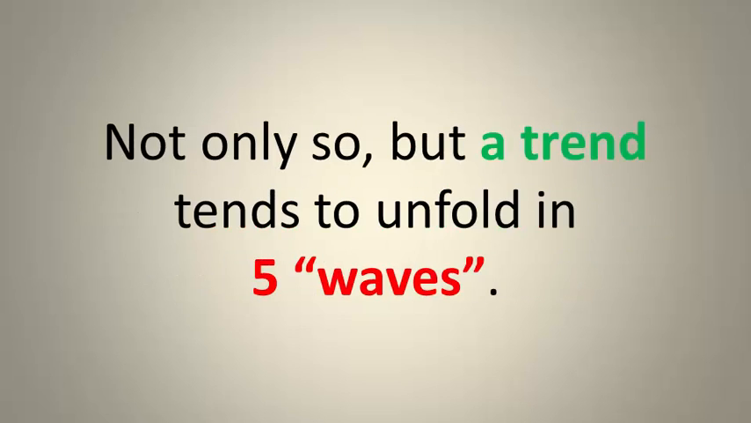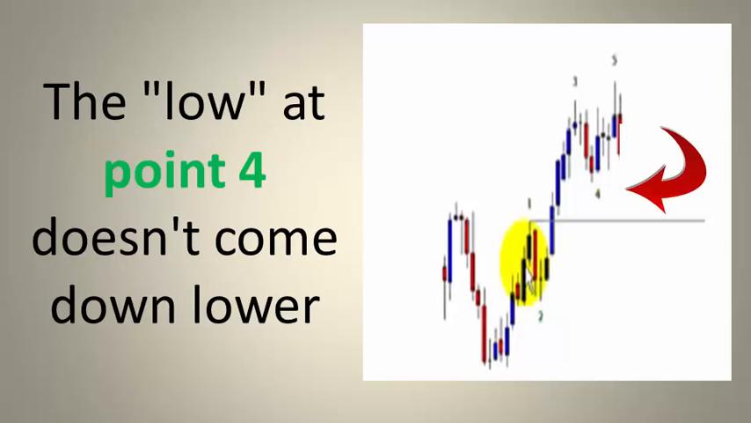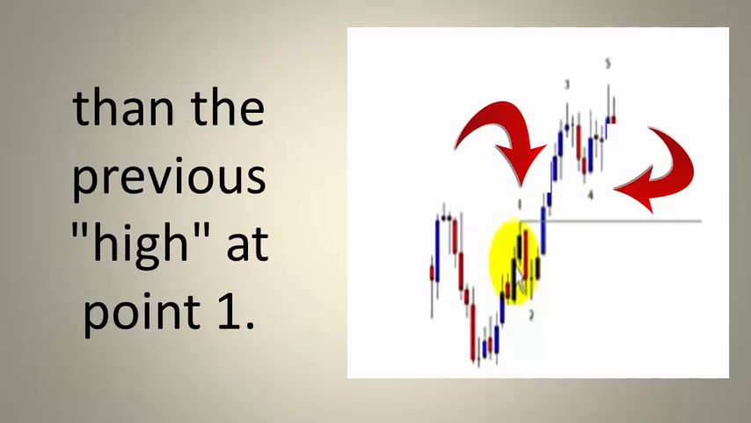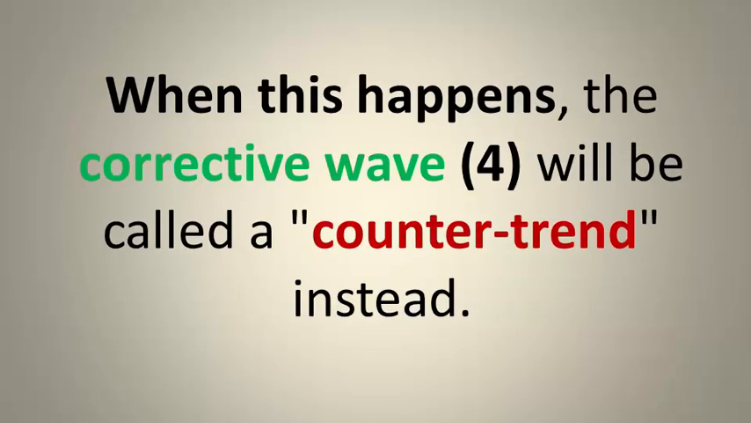Not only so, but a trend tends to unfold in 5 waves. Notice the horizontal line in this chart. The low at point 4 doesn't come down lower than the previous high at point 1. If it did, then it would be an overlapping wave, and this would disqualify the chart pattern from being a trend. When this happens, the corrective wave, that's wave 4, will be called a counter trend instead.